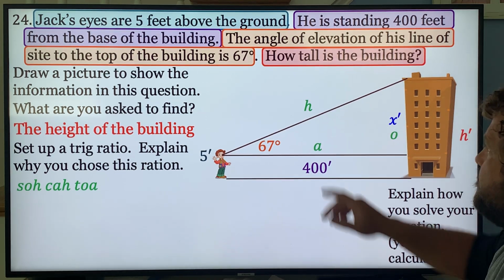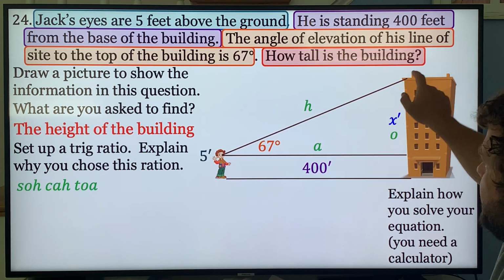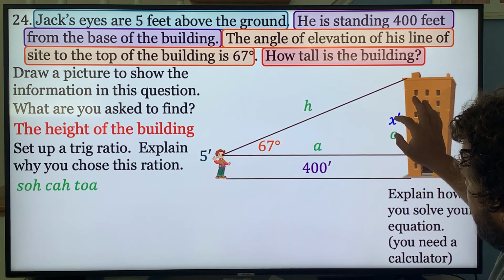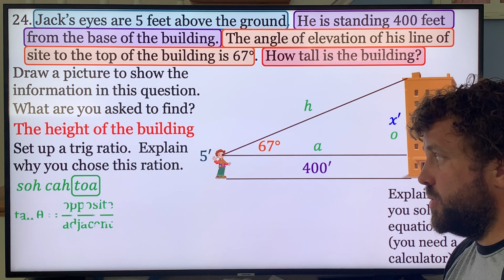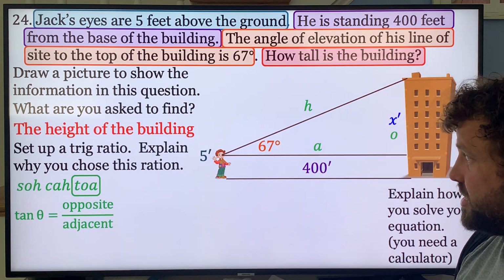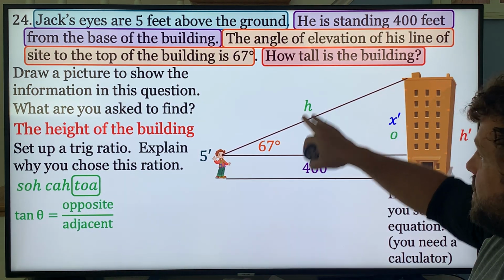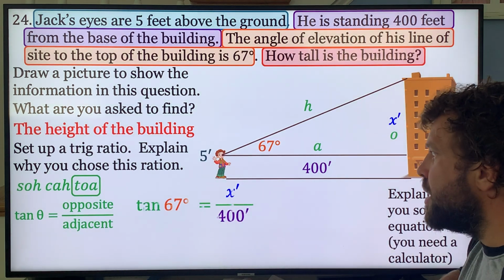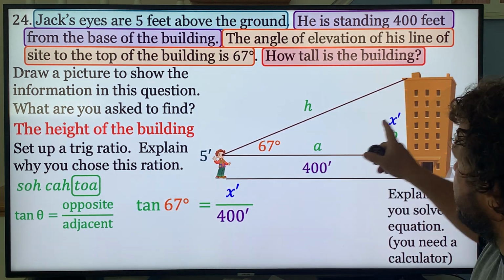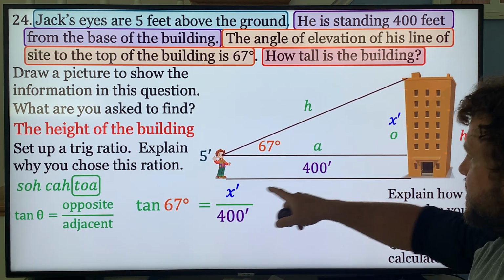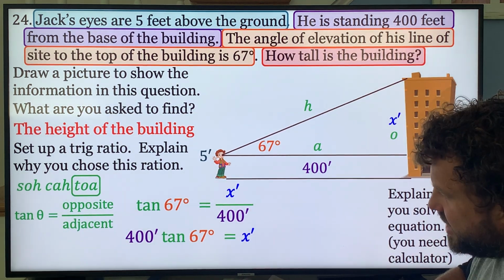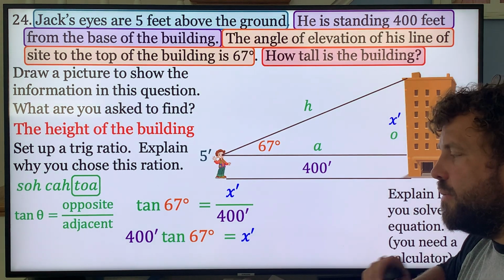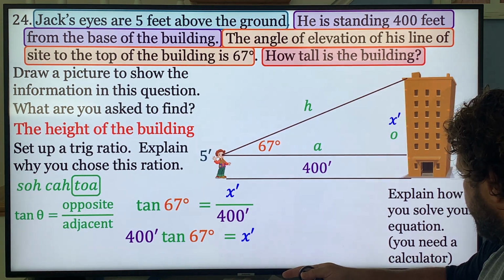Now, we don't care about the hypotenuse because we're not given it, but we are given opposite and adjacent, so we're going to use tangent, which is opposite over adjacent. This is our rationale right here. Tangent 67 equals x over 400. To solve for x, you multiply both sides by 400, and 400 times tan 67 equals x. Make sure your calculator is in degrees.